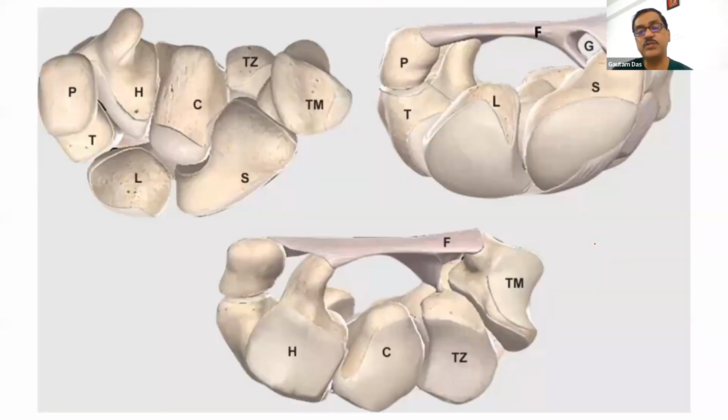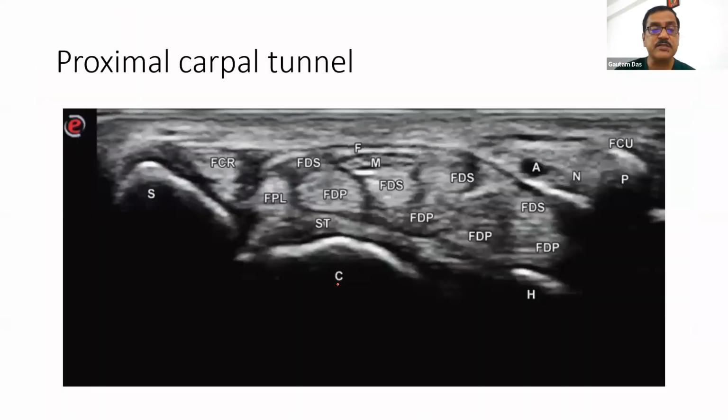Then comes the palmar side, or the anterior side, or the flexor side. So this is the proximal part of the carpal tunnel, and this is the distal part of the carpal tunnel. The carpal tunnel contents have already been discussed. On one side we have the scaphoid tubercle, on the other side the pisiform. And there are two tendons: one is your flexor carpi radialis, and this is your flexor carpi ulnaris. These two are not the content of the carpal tunnel. They are sitting over the two bones. And then this is your flexor retinaculum.